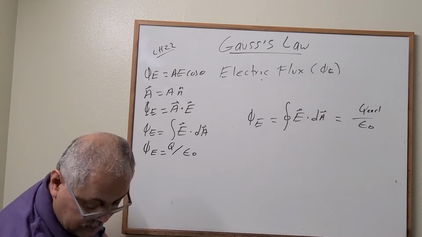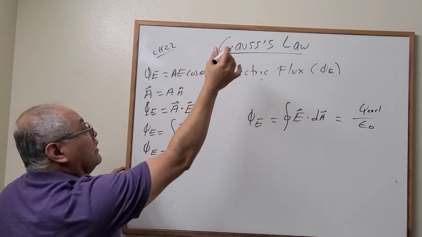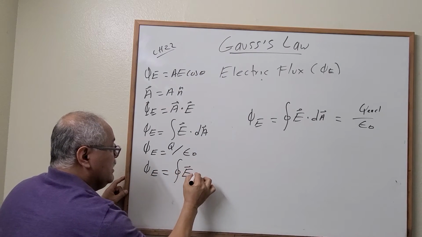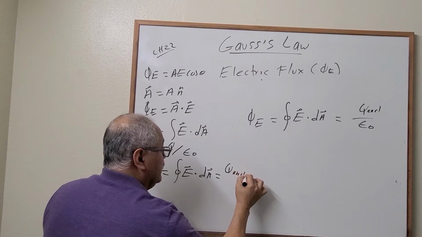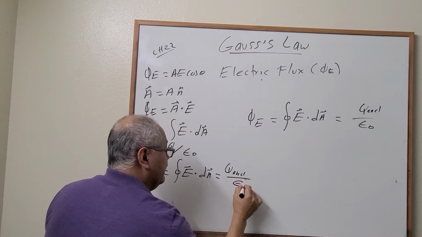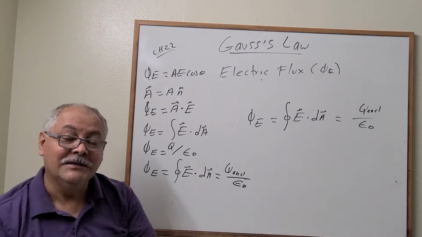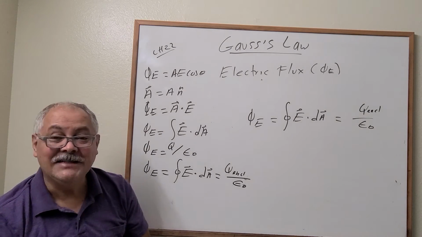And we're representing Gauss's law in this way: the integral of this product equals the total charge enclosed by the Gaussian surface divided by epsilon naught. That's again Gauss's law. Got it? Okay.